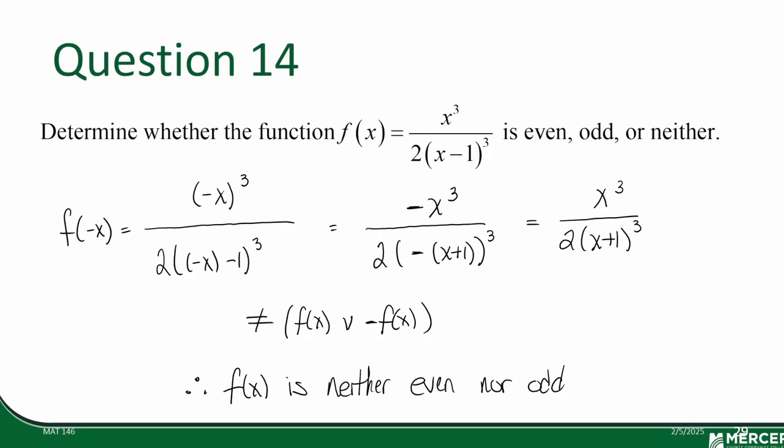Would it be even if everything's negative? It would just be positive. So let's say this was x squared instead. This would stay as x squared, right? That negative wouldn't be there. I'd still have a negative here, but notice that's x plus 1 now, not x minus 1. So that's still not negative f of x. So it's still neither even nor odd.